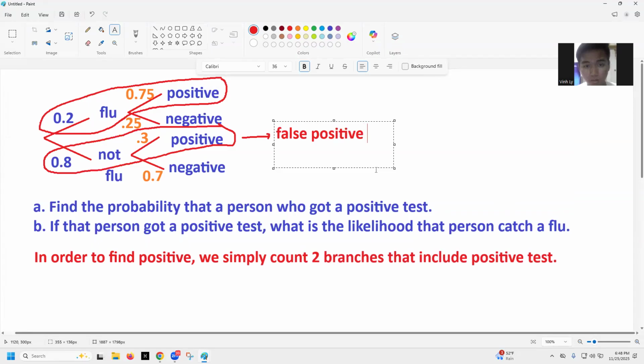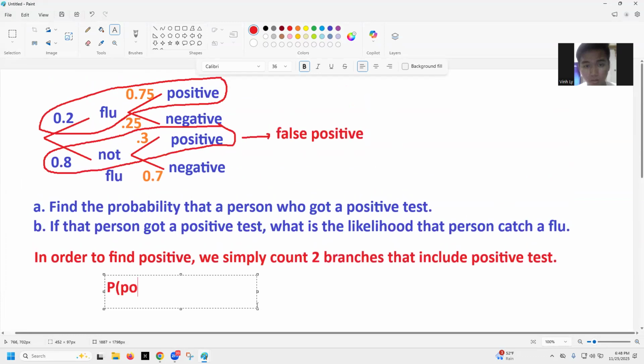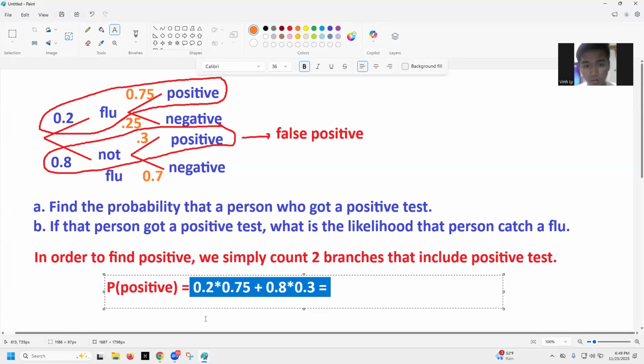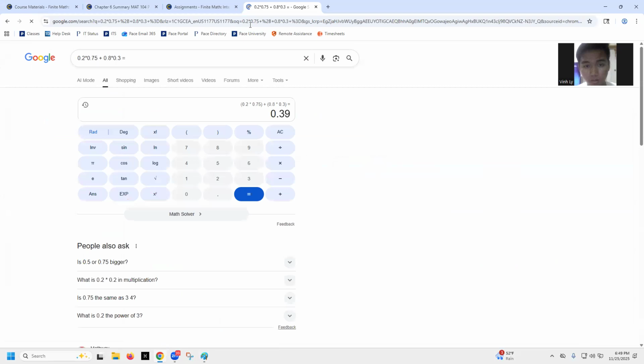So the person who did not get a flu but still tests positive, it's called a false positive. So in other words, you can find the probability of positive by multiplying 0.2, because this one is a conditional probability, times 0.75, plus 0.8 times 0.3. We can do it on the calculator. We got 0.15 plus 0.24, 0.39.